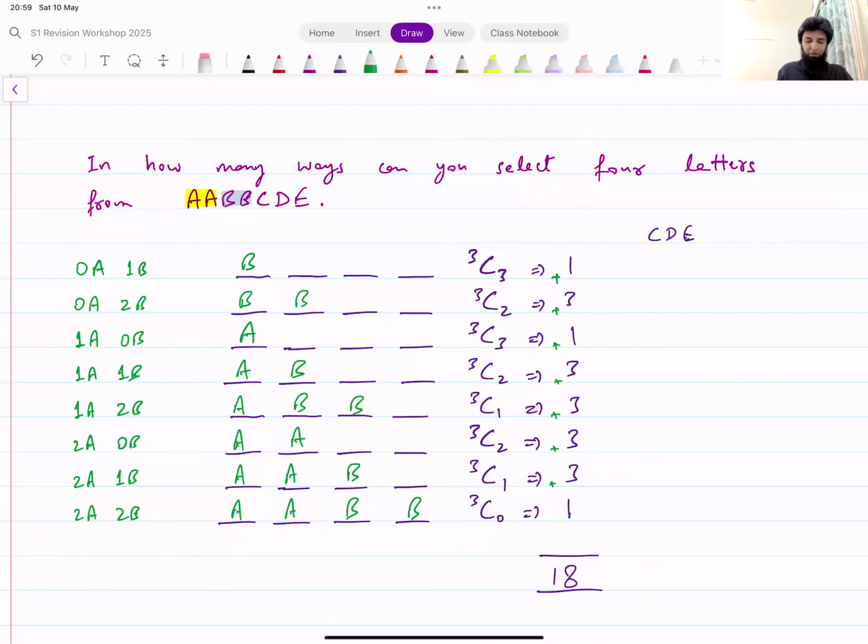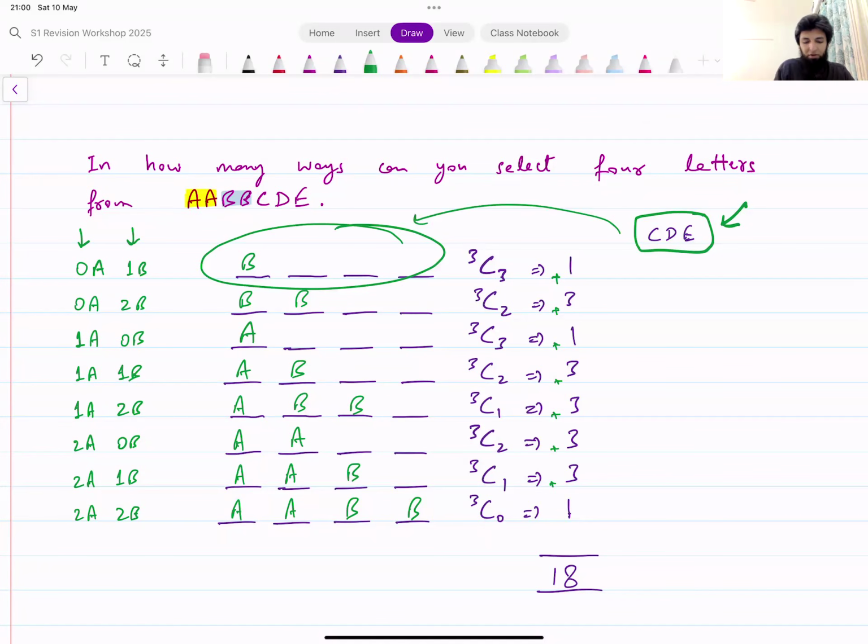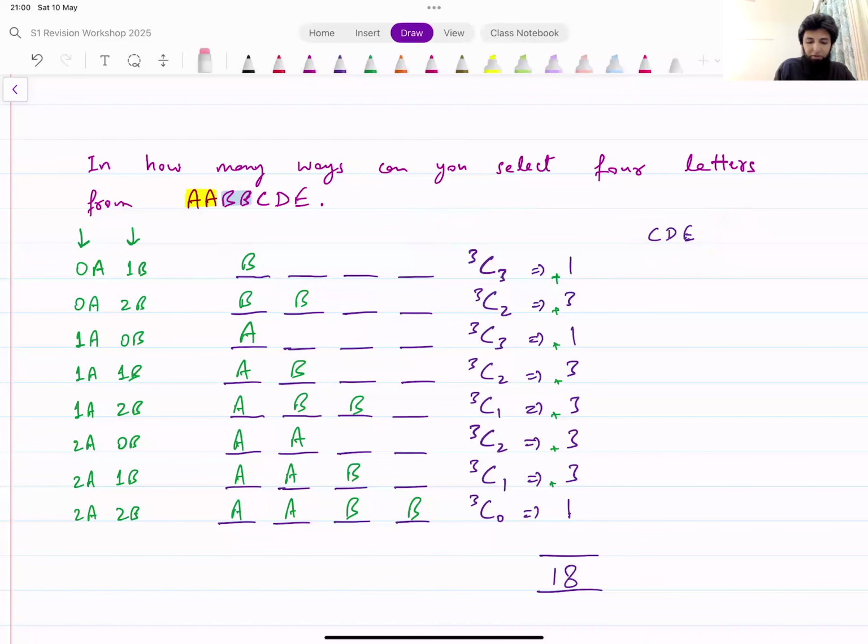So what would be the total cases? Figure out what happens if we have 0A, 0B. 0A, 0B is not possible because in that case, you only have 3 other letters left, right? C, D, E. We can't have 4 letters out of 3. So that would not work. So we want at least one of them. So one possible case would be with 0A, you can have 1B, you can have 2Bs. With 1A, you can have 0B, 1B, 2B. With 2 A's, you can have 0B, 1B, 2Bs. These are all the possible cases that we've got.